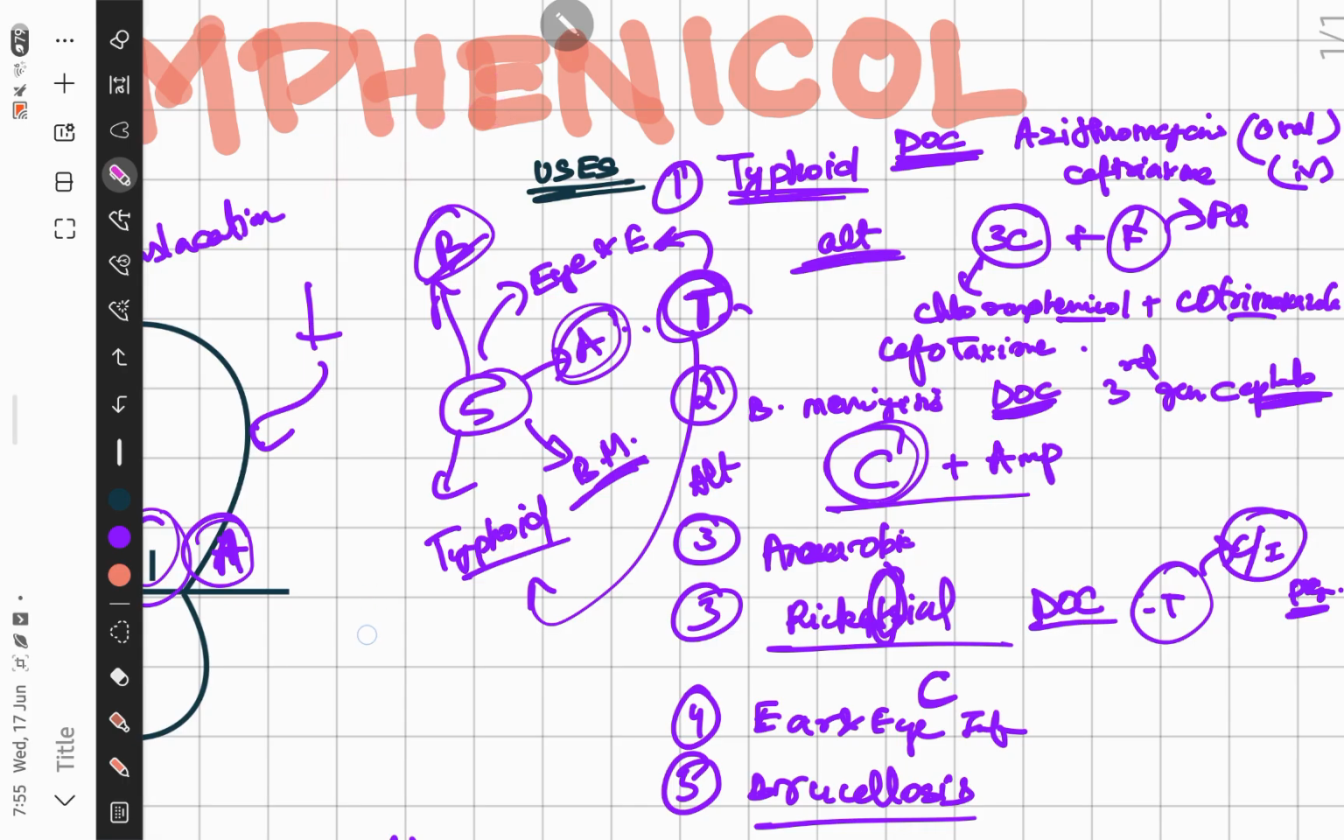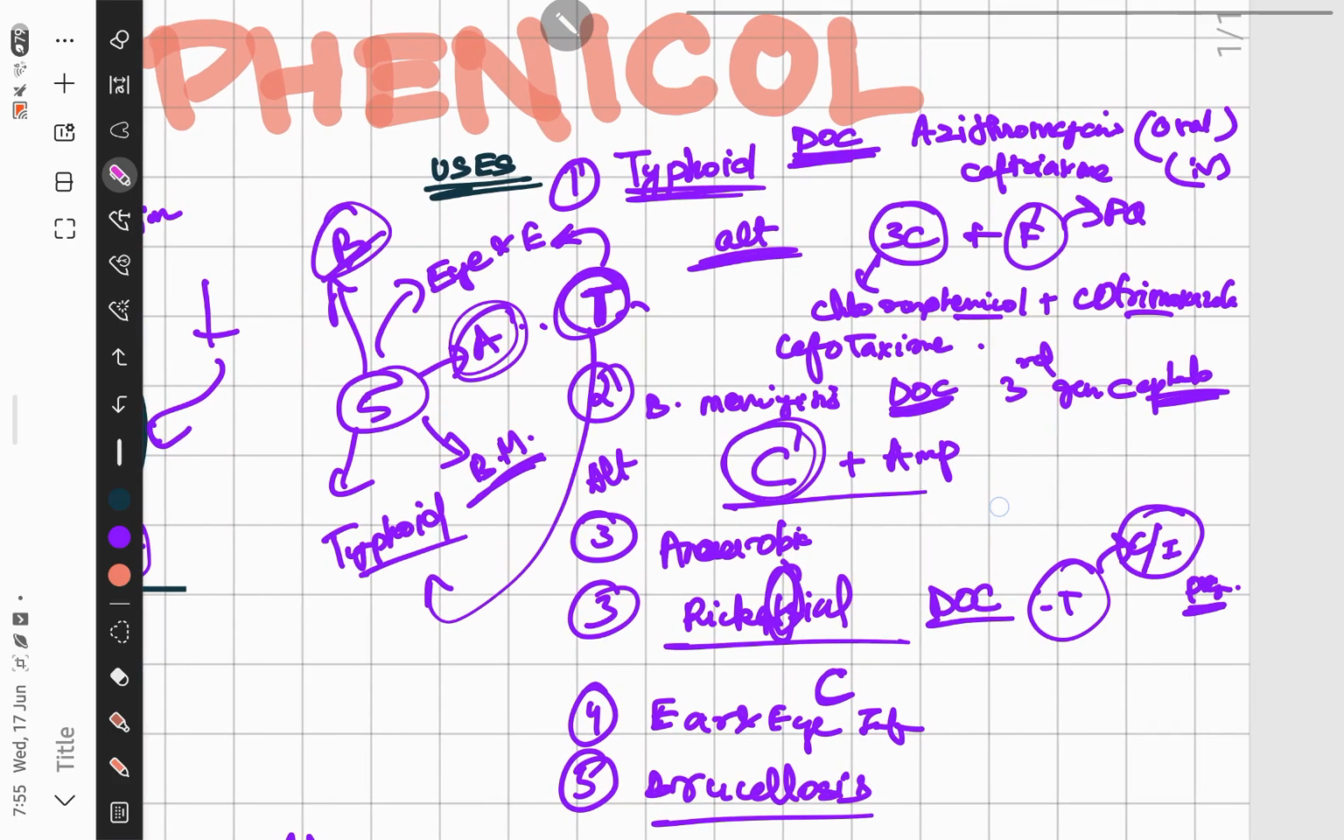What are those? First AB: A for anaerobic infection, B for bacterial meningitis and brucellosis. Now topical: ear and eye drops. And the other is typhoid. In none of these is it a drug of choice.